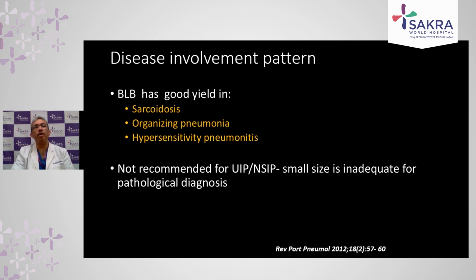This tool, that is bronchoscopic lung biopsy, has a good yield in certain conditions where the involvement of the disease is close to the bronchioles. So sarcoidosis, hypersensitivity pneumonitis, organizing pneumonia, and other infections like tuberculosis, which are more diffuse in nature, it has a good yield. Also in eosinophilic lung disease, it has a good yield, but it is not so good in conditions where UIP or fibrotic NSIP is suspected, or for that matter chronic fibrotic hypersensitivity pneumonitis, because the pieces are only about 1 to 2.5 millimeters in size, and the small size is inadequate for the pathologist to give a clear-cut diagnosis.